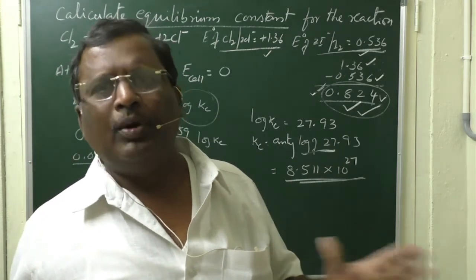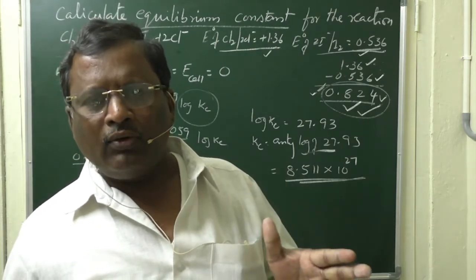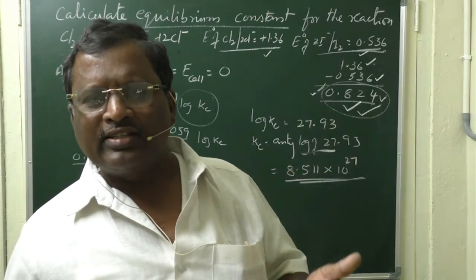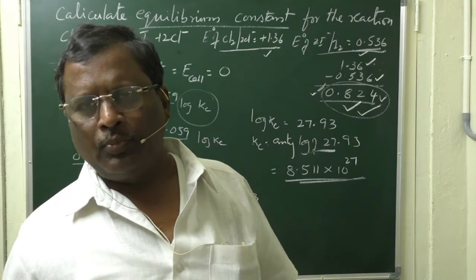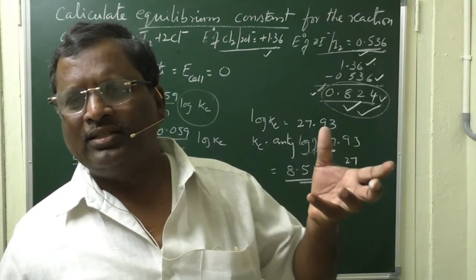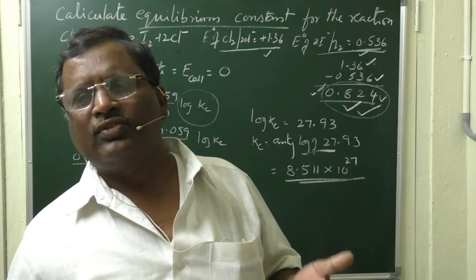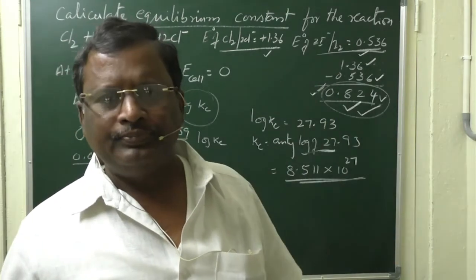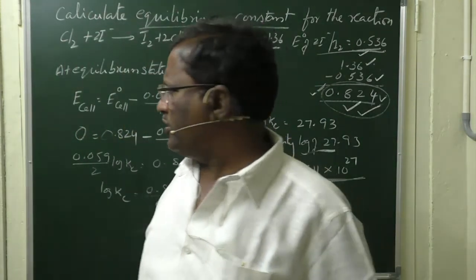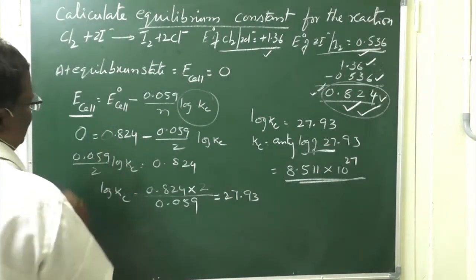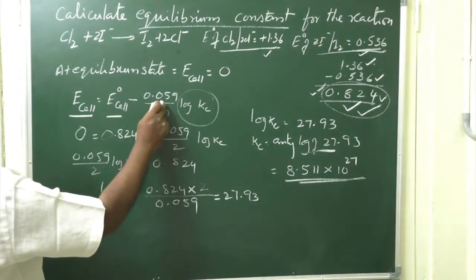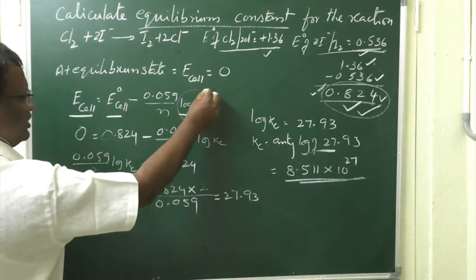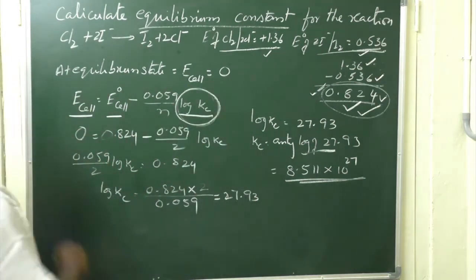Equilibrium constant is nothing but the ratio of concentration of ions at anode and concentration of ions at cathode. Product of the molar concentrations of products by product of the molar concentrations of the reactants at a balanced stoichiometric equation. So, according to Nernst equation, EMF of the cell E cell is equal to E naught cell minus 0.059 by n log Kc. Now, they are asking us to calculate this log Kc value.